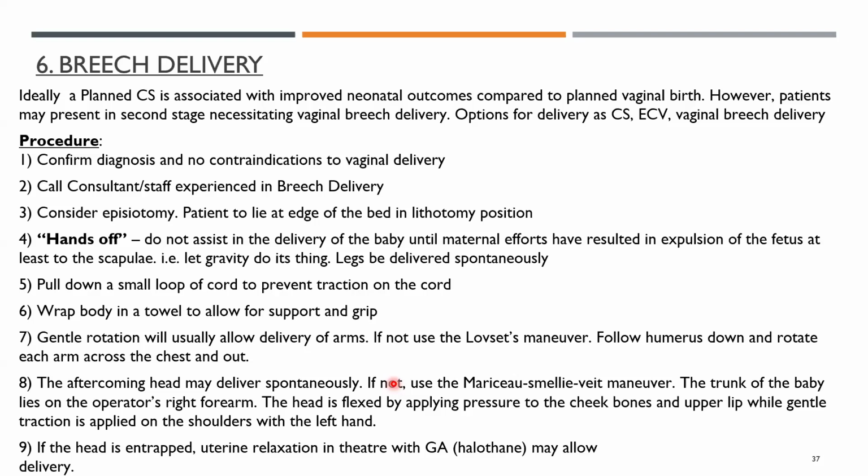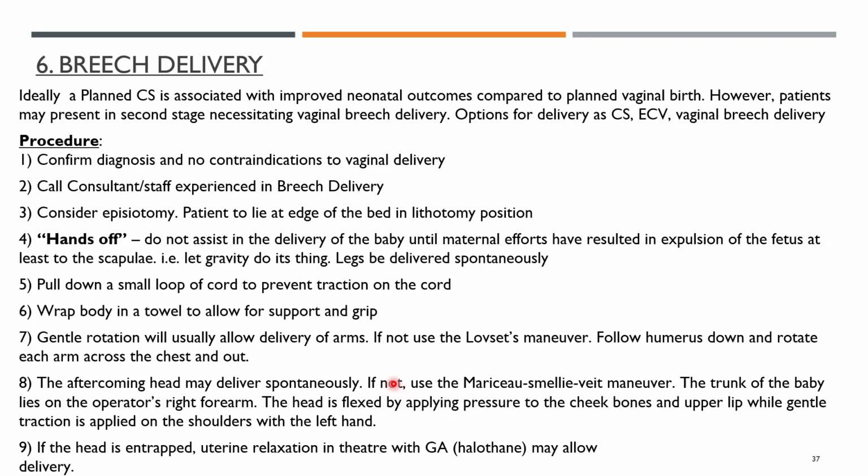Once the legs come out, just wrap a towel around the body of the fetus. Pull a small loop of the cord down to prevent traction of the cord. Because in a normal delivery, the head comes out first, the body comes out, and then the umbilicus and the legs come out, so there's little traction between the placenta and the cord. In this case, if the legs are coming out first, followed by the umbilicus, there is a lot more pull and tension on this umbilical cord. So this is why you need to pull a small loop of it out. You don't want the placenta to start dislodging.